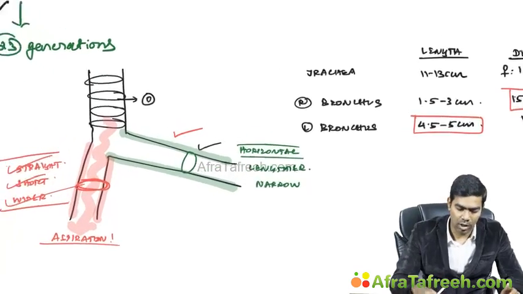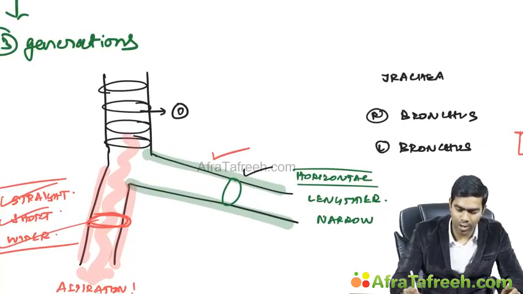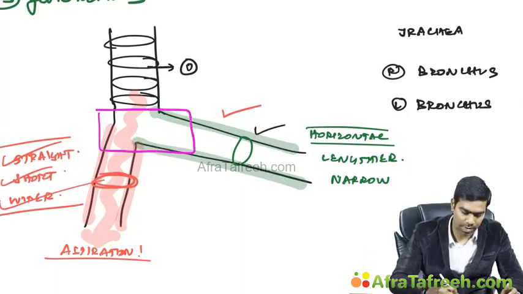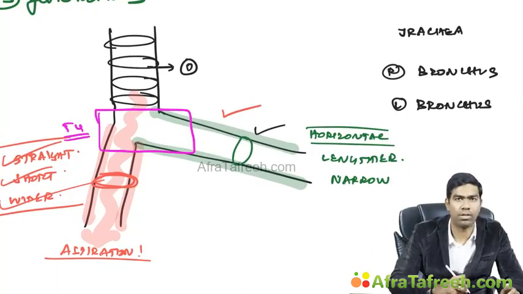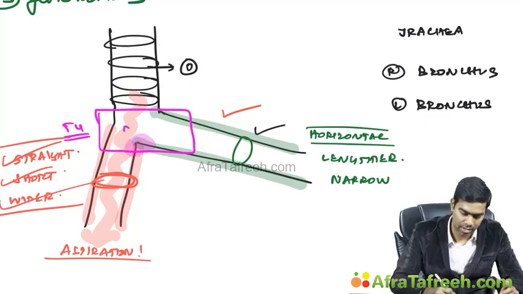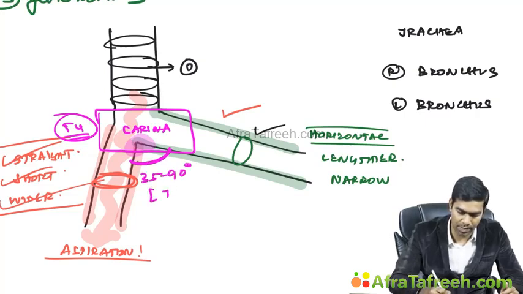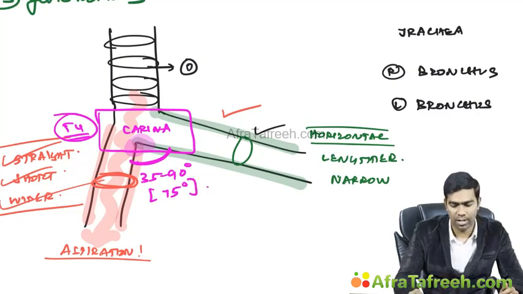After this, you also have to know that the trachea has some important anatomical relationships. The most important anatomical relationship is at its bifurcation, which typically happens at the T4 vertebral level. So this bifurcation, called the carina, is going to happen at the T4 vertebral level. And you have something called a carinal angle, which is typically a wide range, 35 to 90 degrees, average being 75 degrees.